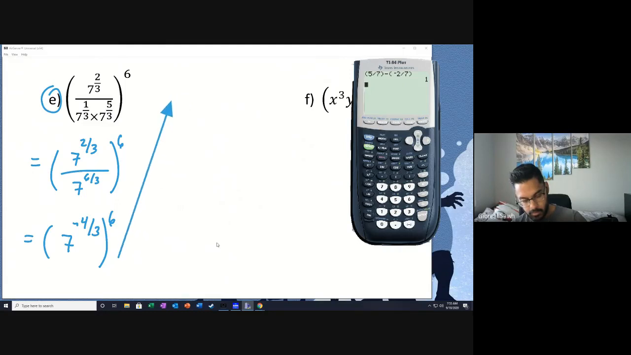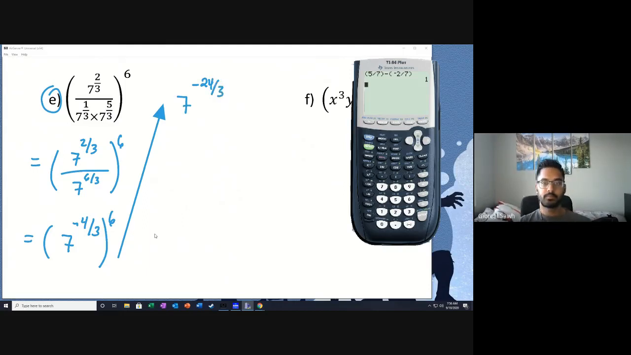But that one works. Okay, so we'll do that up there. And when I take that exponent of 6 on the outside of the brackets and deal with it with the exponent on the inside, we multiply those together. So this actually becomes 7 to the power of -24/3. Now again, your calculator can help here as well.